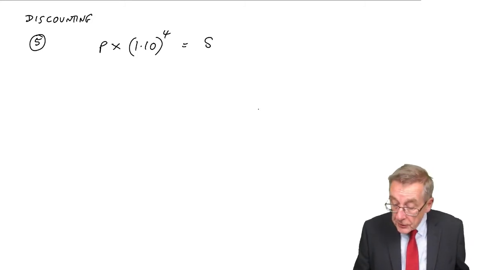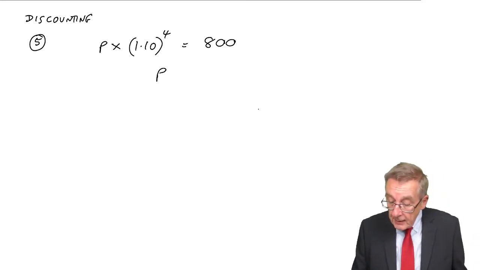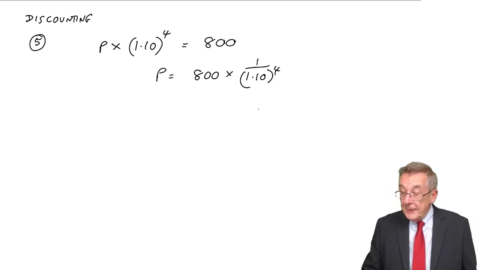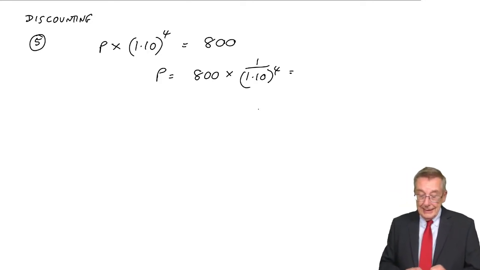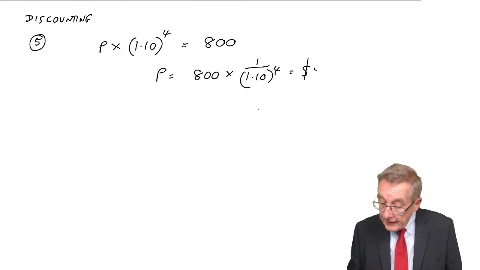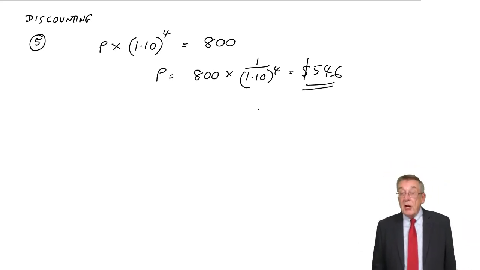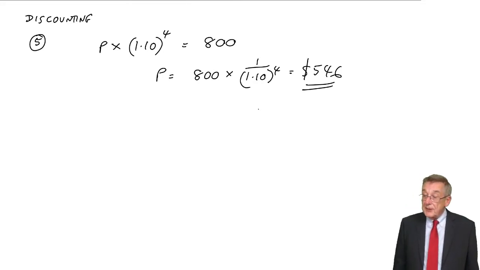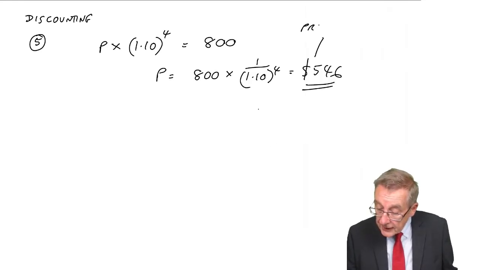Now, we want it to have grown to a terminal value of 800, and so it's simply working backwards. P is 800 divided by, or multiplied by 1 over, 1.10 to the power 4. And so divide by 1.1, 4 times. And we get 546. So 546 now would grow to 800 at the end of 4 years. And we call that 546 the present value.